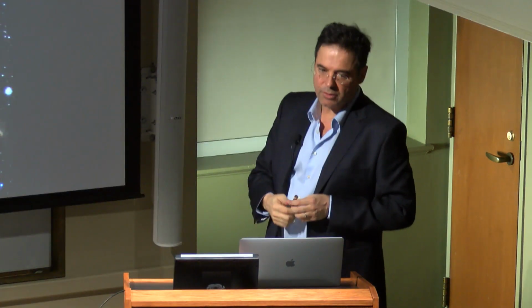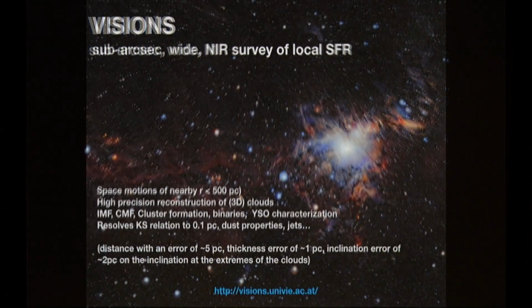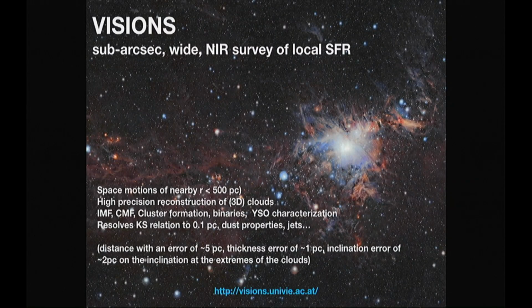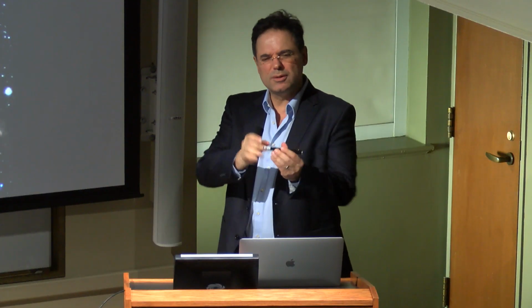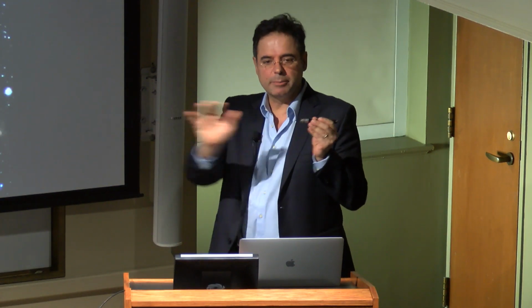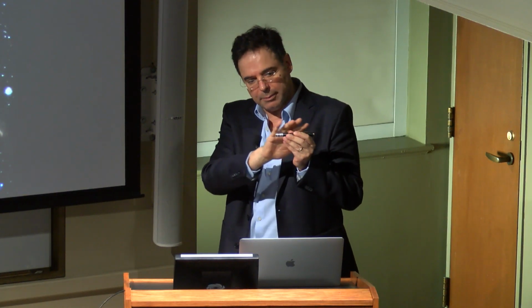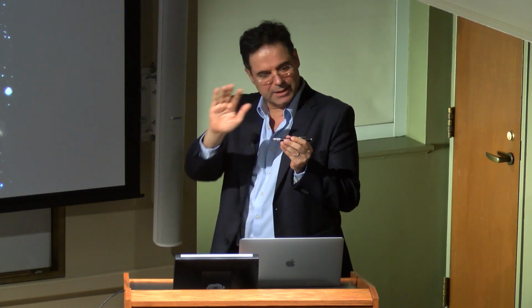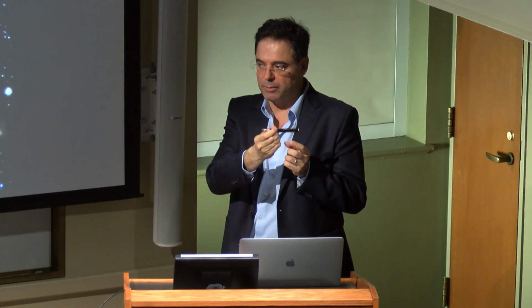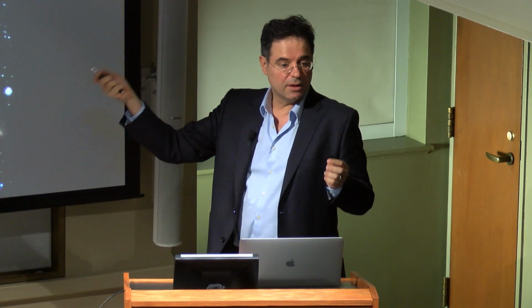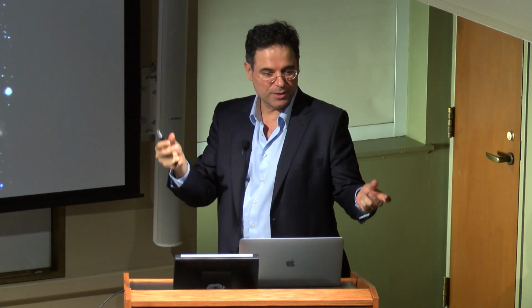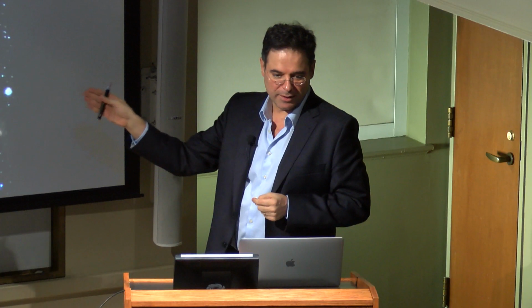So we have a large program at ESO where we're going to do just that. We're going to measure space motions of the nearby complexes up to 500 parsecs. And we're going to do that by using the YSOs, since you cannot really measure the gas directly. Well, you could imagine waiting and doing an extinction map 10 years apart. You might see a hint that the extinction moves in some coherent way. Then you get to know the proper motion. We know now the proper motion of Orion A. I show you 2,000 YSOs. They move in one direction. So we have the space motion for that one.